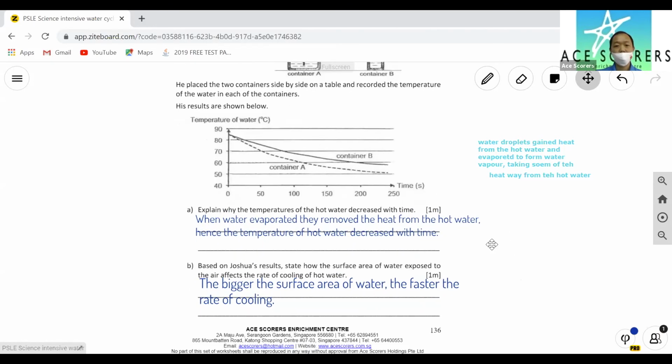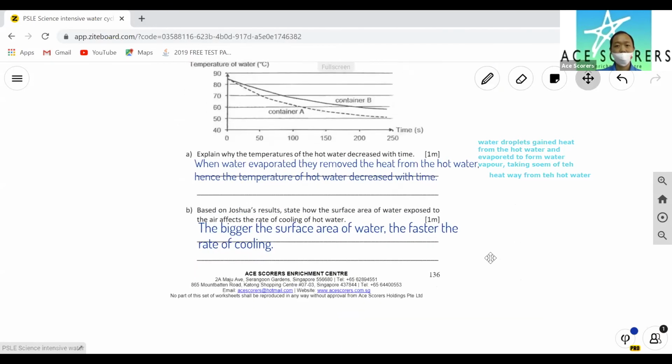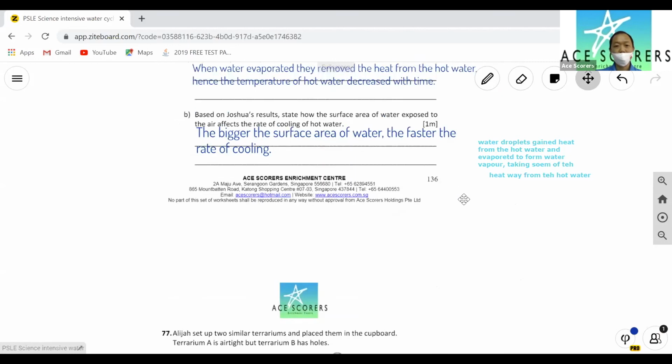Next one. Okay, I'm going faster already.